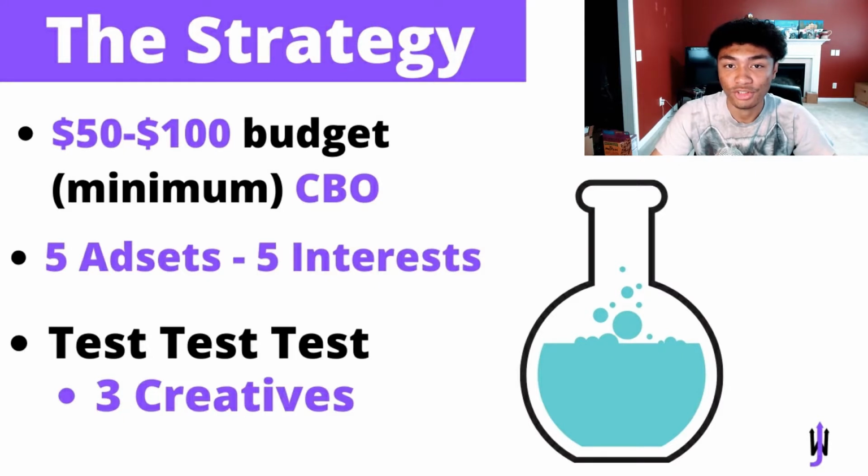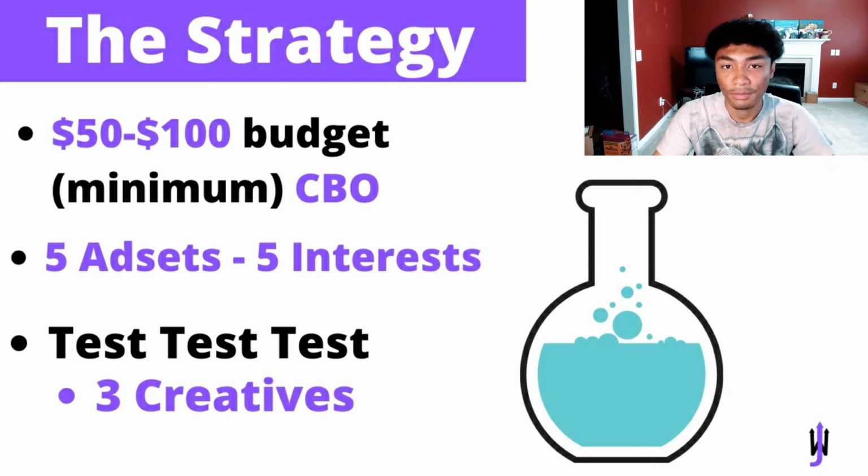So first off, the strategy that I'm going to be talking about is starting out with a $50 to $100 budget or CBO. And the main reason that you want to stay within this range, especially if you're a beginner, is because if you start with anything lower than this, then you're just not going to get enough data within a certain amount of time. And it's not going to give Facebook enough money to work with in order to find an audience that works for you. So ideally what you want to do within this budget is set up 5 ad sets with different interests, so 5 interests within those 5 ad sets.